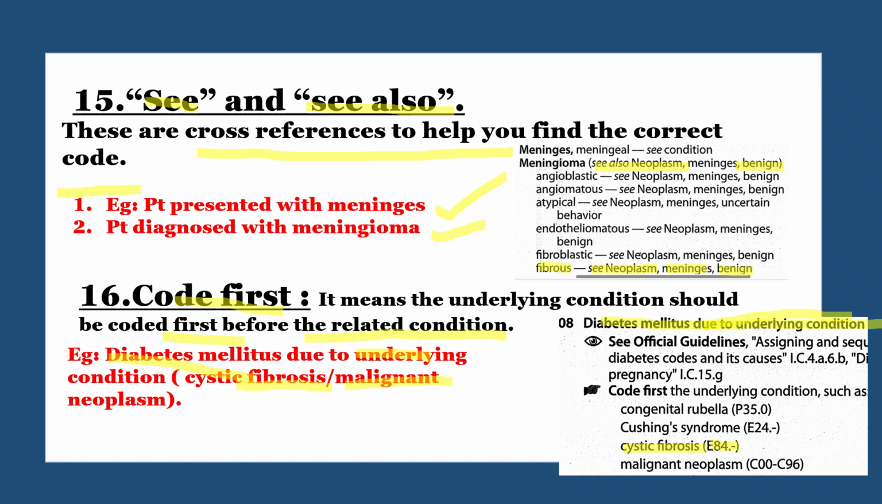I'll give another example. If the patient presents with diabetes mellitus due to Cushing syndrome, you have to code Cushing syndrome, that is E24, and after that you have to code diabetes mellitus due to the underlying condition. This is the code first guideline.